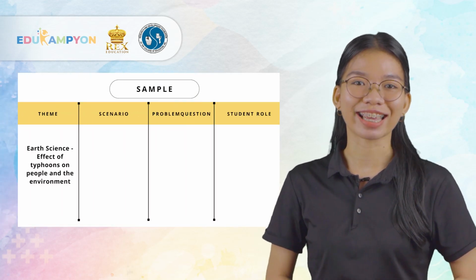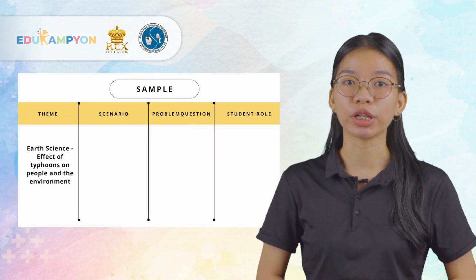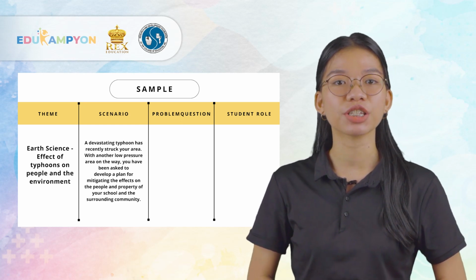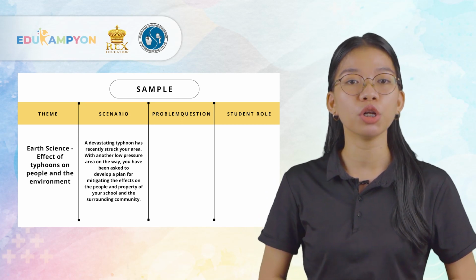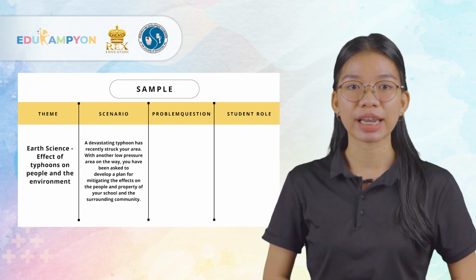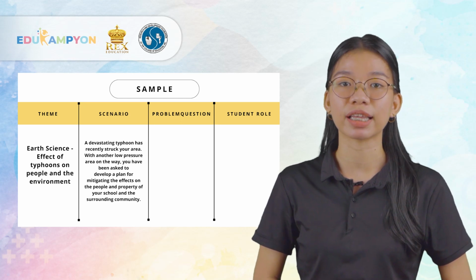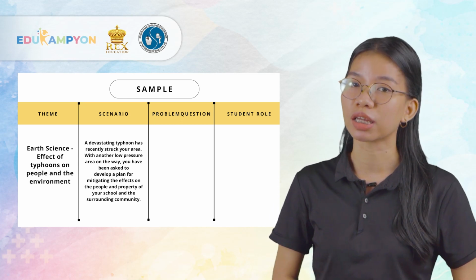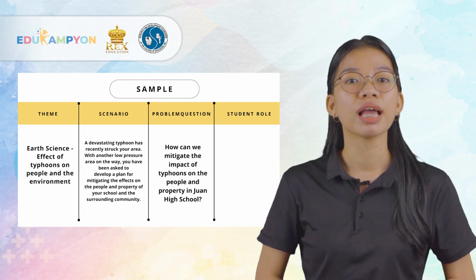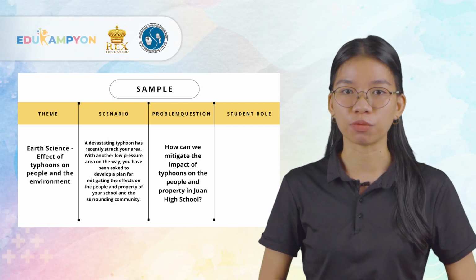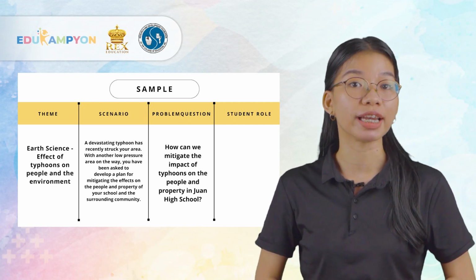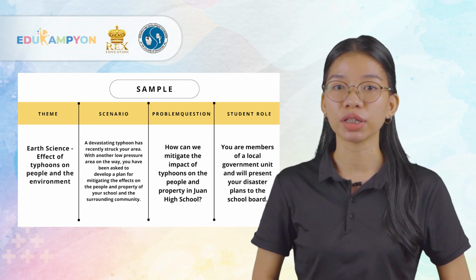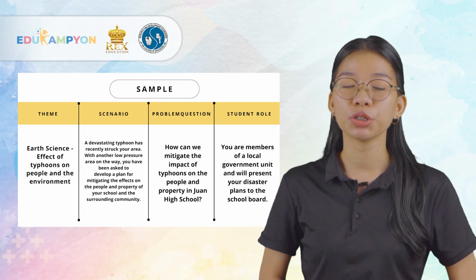Team, Earth Science, Effect of Typhoons on People and the Environment. Move on to the scenario. A devastating typhoon has recently struck your area. With another low-pressure area on the way, you have been asked to develop a plan for the mitigating effects on people and property of your school and surrounding community. Moving on to the problem question, how can we mitigate the impact of typhoons on the people and property in one high school? As for the student role, you are members of a local government unit and will present your disaster plans to the school board.